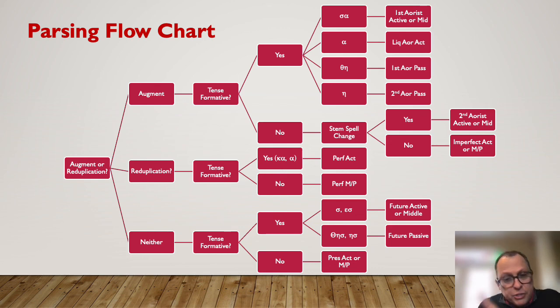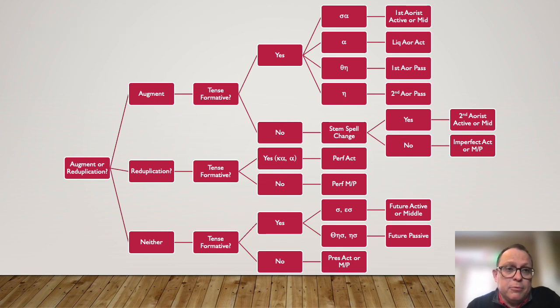Okay, and the way that you would differentiate between those is to look at the endings. Is it o, eis, ei, omen, ete, ousin, or omai, ei, etai, ometha, esthe, ontai? Okay. Now we're going to look at a couple of examples. I think three examples that we have here.